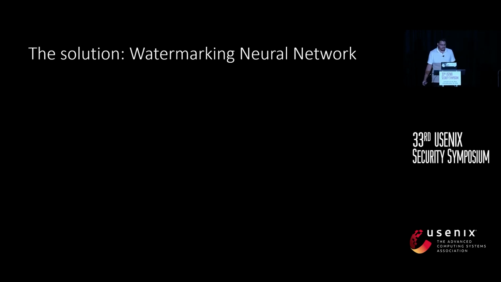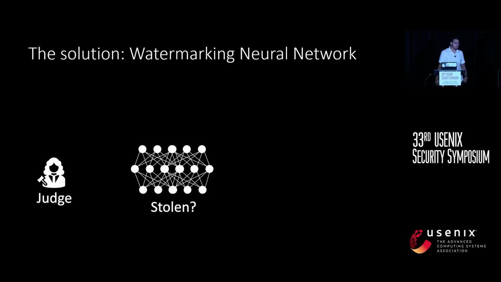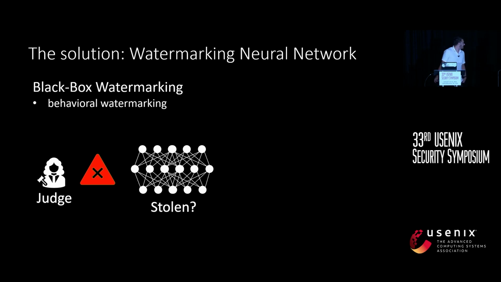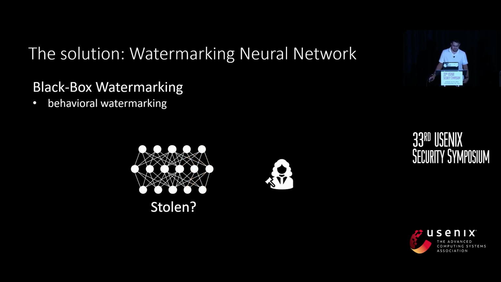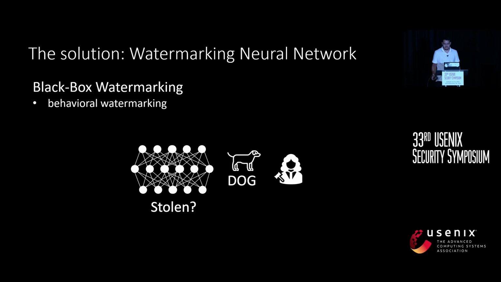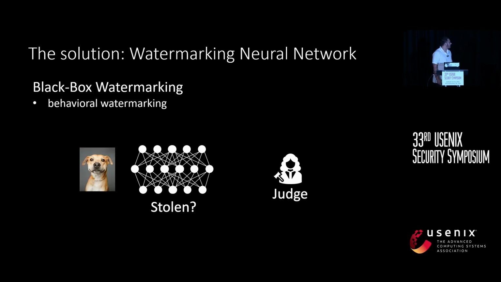There are two main branches of watermarking neural networks. Both of them assume a judge, an impartial judge that follows a protocol, for example, from a paper proposed here at USENIX. And there is always a neural network that we want to know if it has been stolen or not. The first case is black box watermarking, where the judge has no access to the stolen model and tries to analyze its behavior. So how can it analyze the behavior? With input and output.